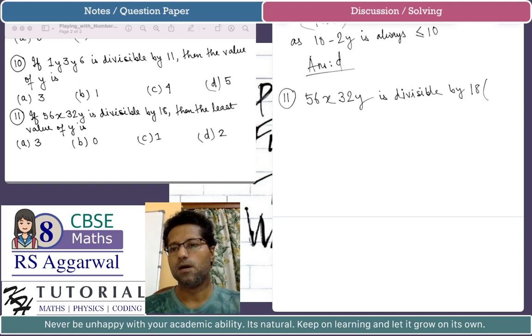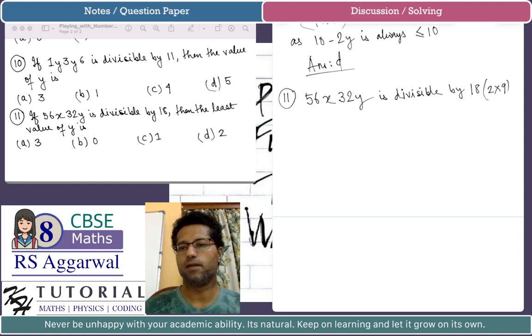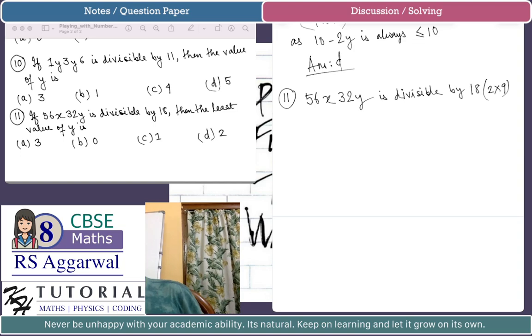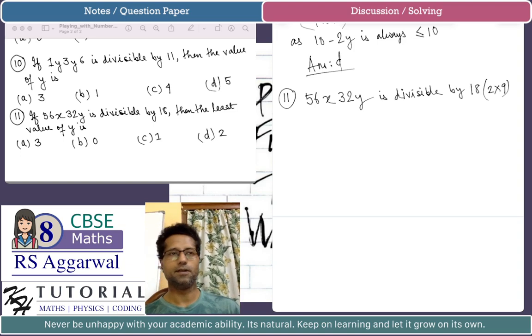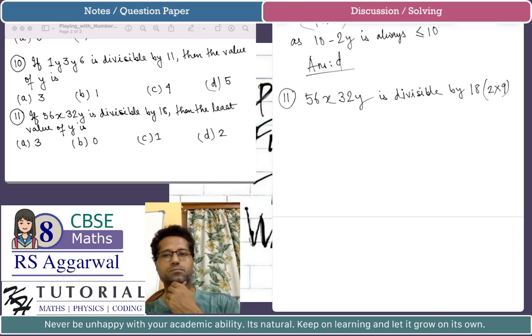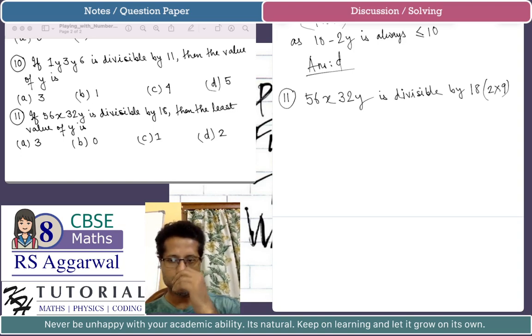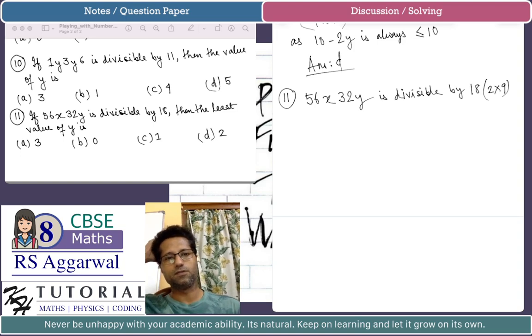It is given that this number is divisible by 18. 18 we know is 2 into 9. And the question is, how do we factorize 18? 18 can also be 6 into 3. But the idea is, whatever number is divisible by some given number, that number you have to factorize into factors such that no two factors will have a common factor.